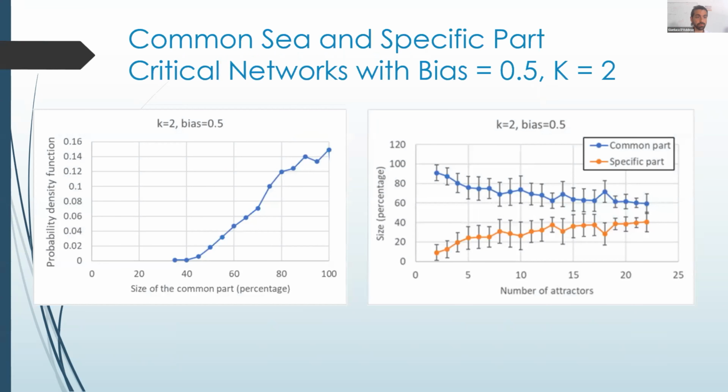Having that in mind, we will now present the results of our work. Starting with the common C and the specific part, we take in observation the network with K equal 2 and bias 0.5, which I can remind you is a network in the critical regime. We can see from the first graph that the size of the common part tends to be really high, typically above 60%. And on the right, we can see how the size of the common part decreases with the number of attractors of the network. Doing so, the specific part tends to increase.